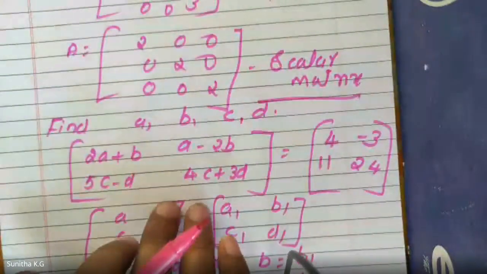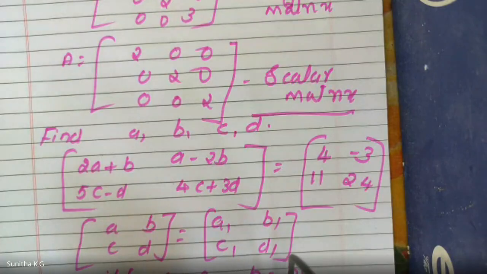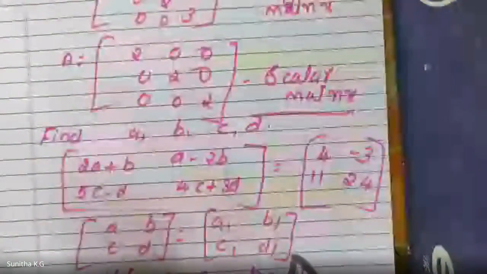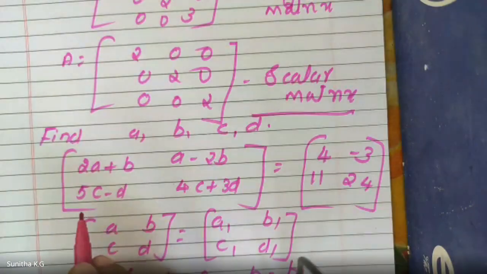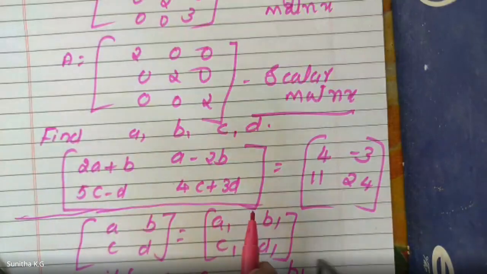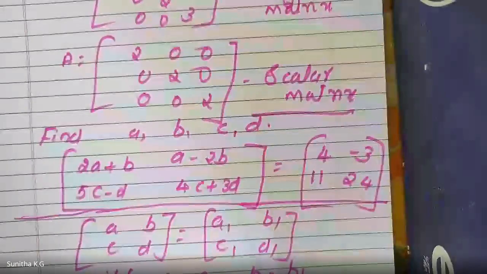Then how can you write these two matrices as equal? What is the next step? Equate the elements. Okay. 2A plus B is equal to 4. A minus 2B is equal to minus 3. 5C minus D is equal to 11. Very good. And 4C plus 3D is equal to 24.